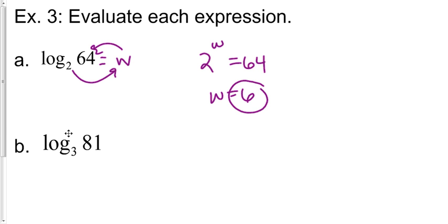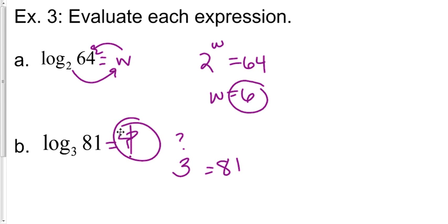In part B, we've got log base 3 of 81. What does that equal? Well, 3 to what power gives you 81? This is where your power sheet will also come in handy. 3 to what power gives us 81? Well, 3 to the 4th power is 81, so this log is 4.